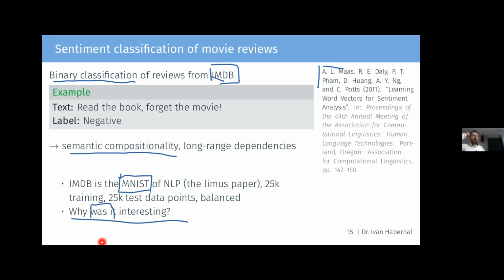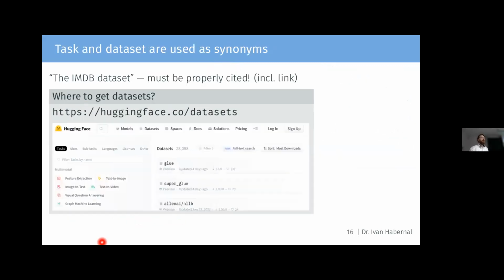Exactly. Okay, any questions? So where do you get the data? Where do you get it? Yes. You can scrape IMDb, exactly. How do you get the data in 2023? I mean, this is a great answer, but there's an easier way. Hugging Face, exactly.